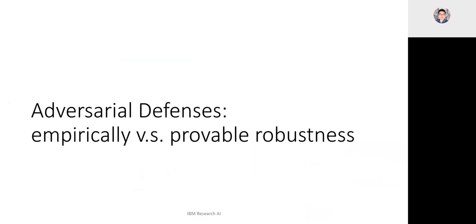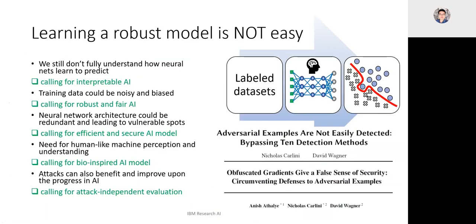Next, I'm moving to adversarial defenses. Compared to attacks, defenses are actually less well developed because it's a more challenging task than doing an attack. What an attack is doing is finding one adversarial input that breaks the prediction. But for defense, you basically need to defend against all possible adversarial inputs. So this is really a worst case scenario, and that's what makes defense a very challenging task.